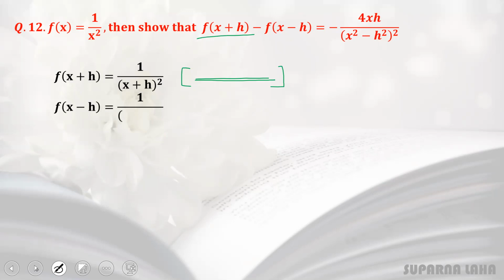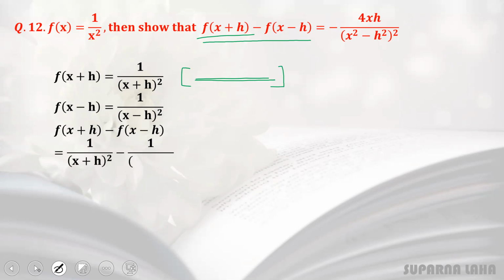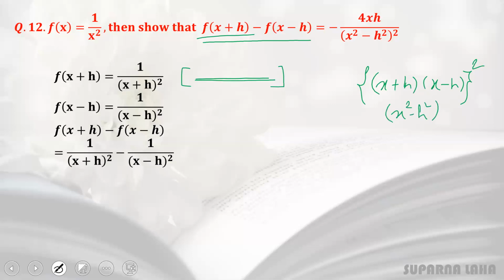And what is f(x − h)? 1 by (x − h) the whole square. Now find this value, f(x + h) minus f(x − h). So this is 1 by (x + h) the whole square minus 1 by (x − h) the whole square. Now take LCM. So the denominator will be (x + h) into (x − h) and then its whole square, that is (x square minus h square) the whole square. Right? So denominator is this.